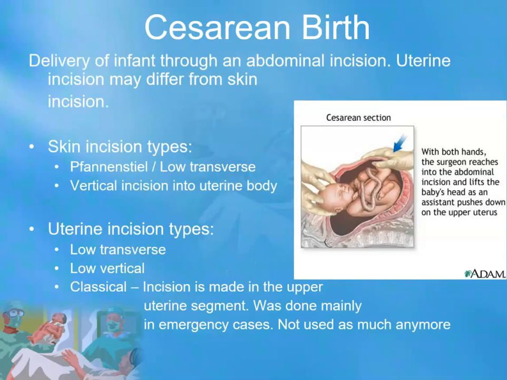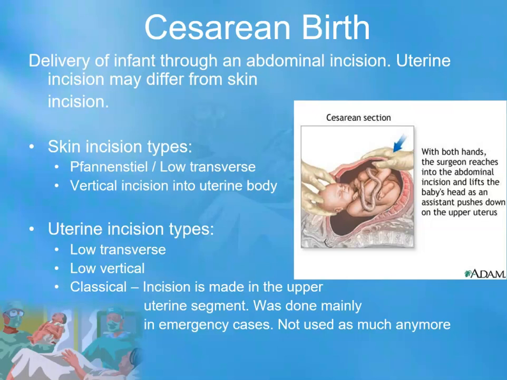Cesarean: delivery of the infant through an abdominal incision. Usually, again, the uterine incision can differ from the skin, but it could be the same. The skin incision types: there's a Pfannenstiel, low transverse, or there's a vertical incision into the uterine body. So it could be a low vertical, or it could be the low transverse. And another name for the low transverse is a Pfannenstiel.